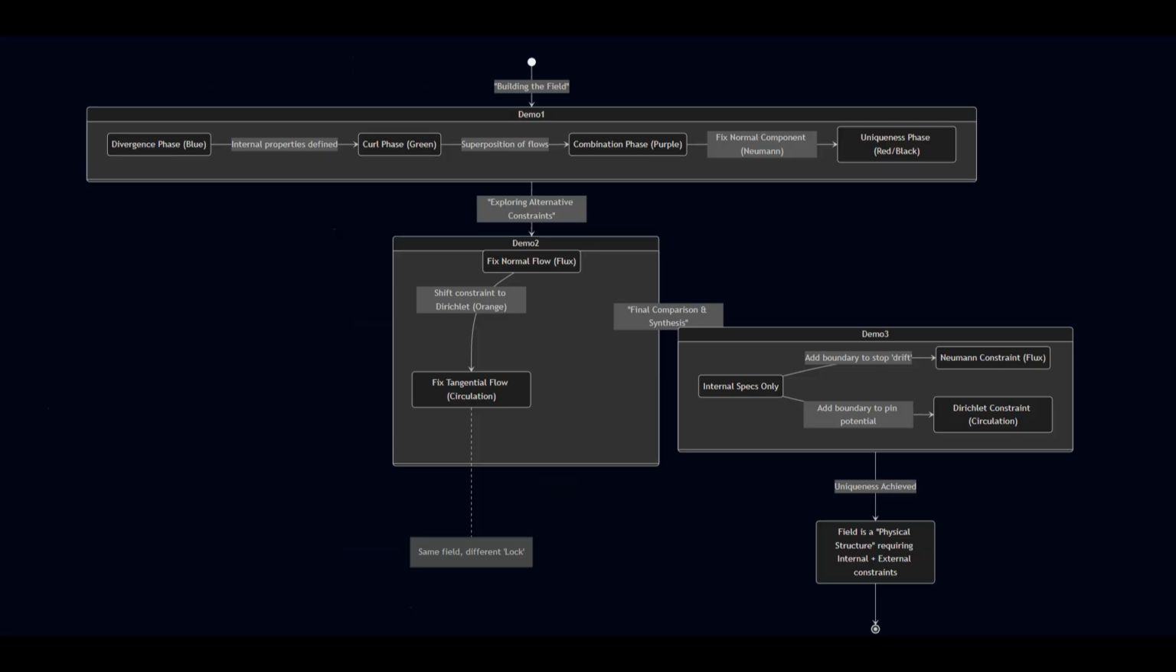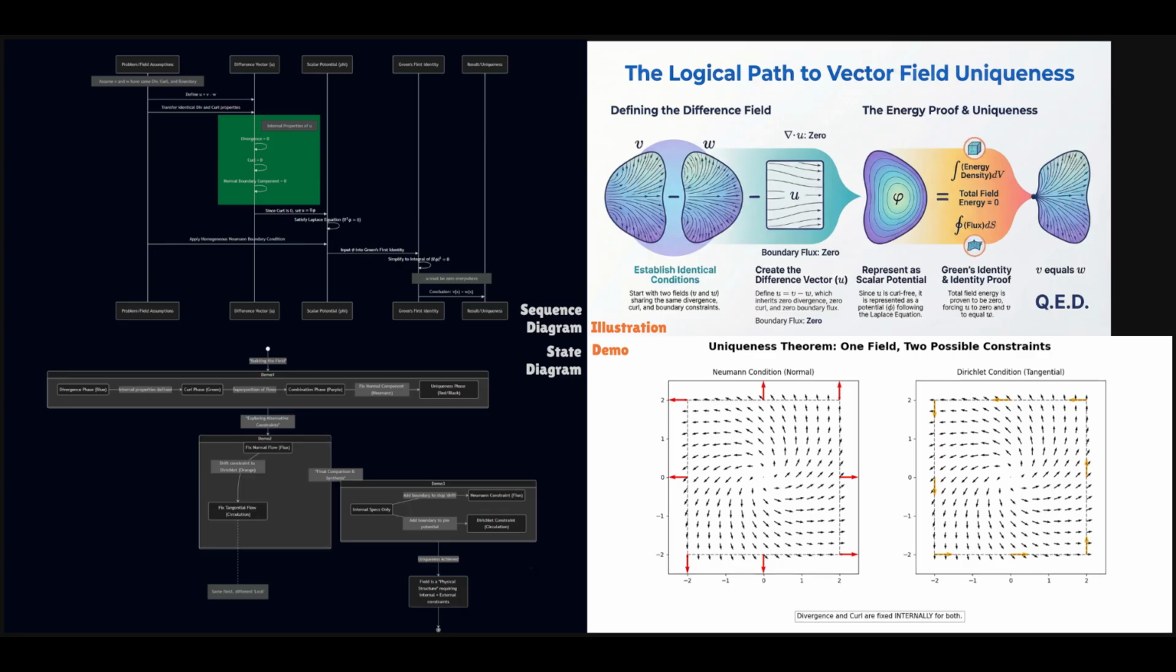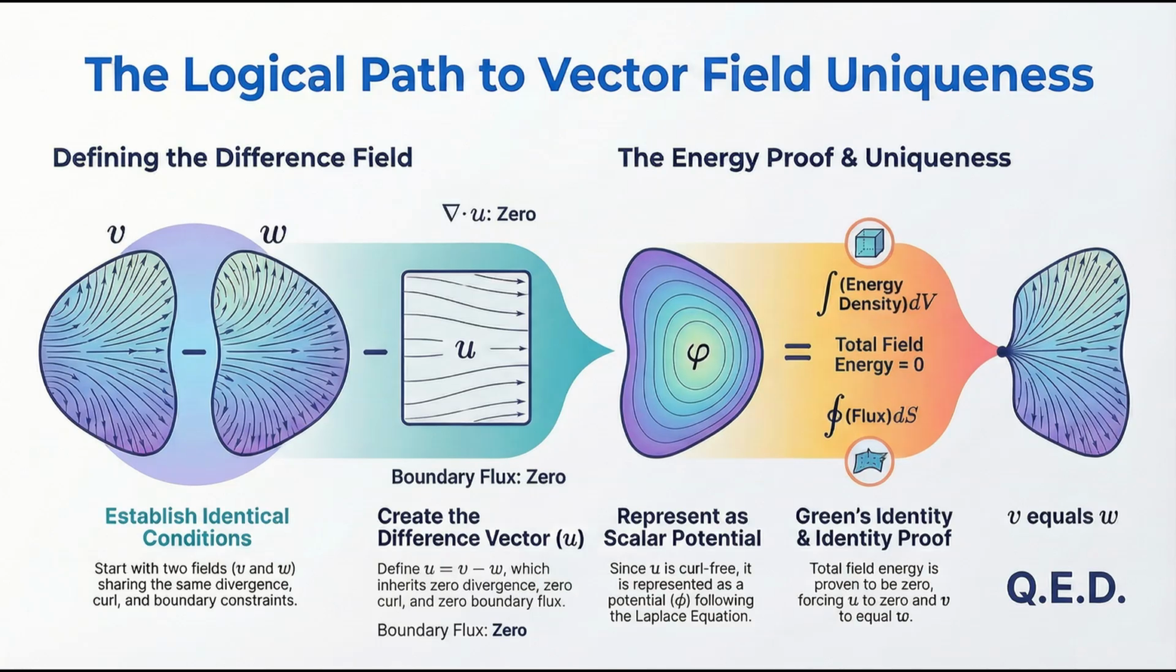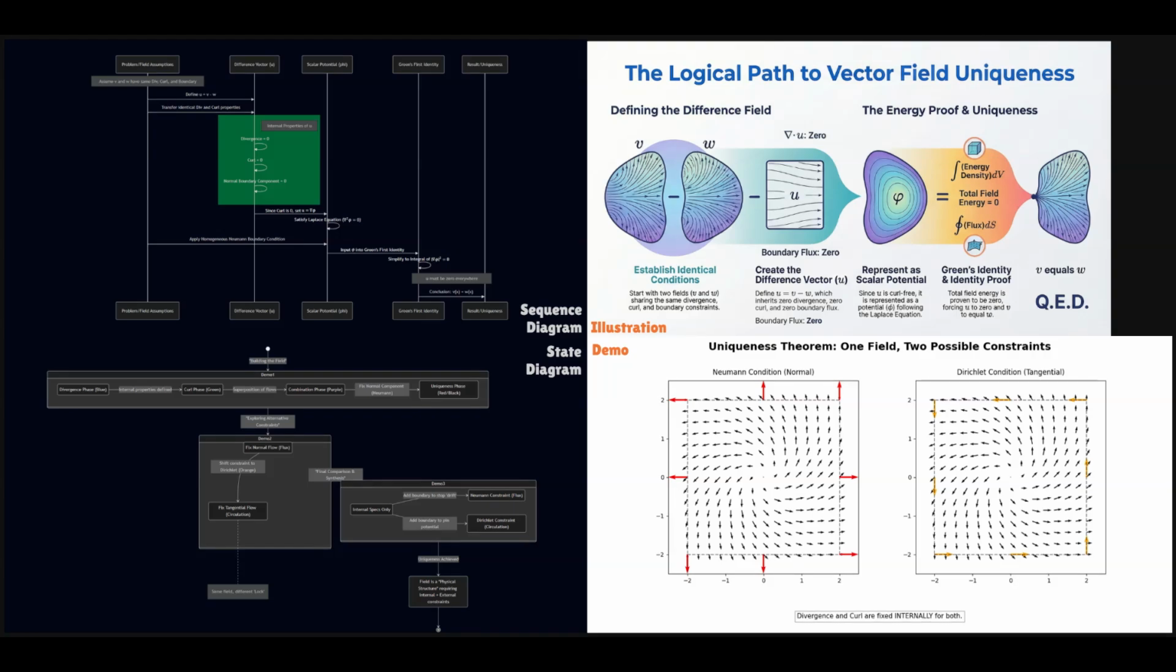Addressing the drift. The diagram highlights a critical insight implied by the derivation, that knowing the internal behavior is not enough. It visually maps the transition from a drifting field that has too much freedom to a locked state where all ambiguity is removed. Expanding the constraints.